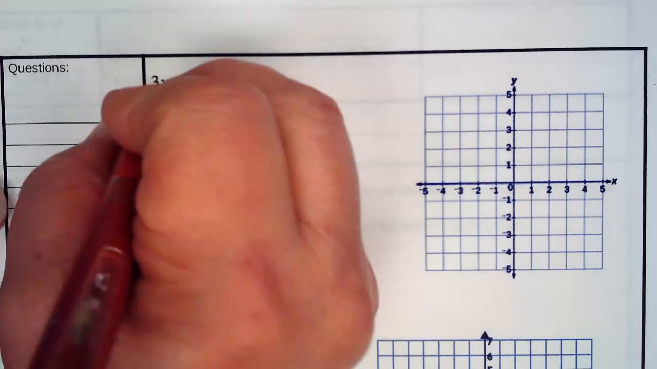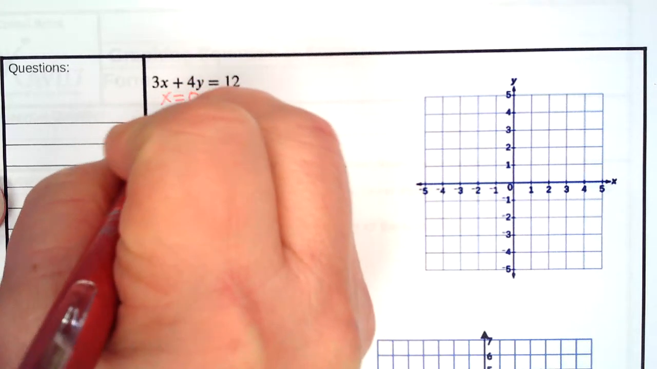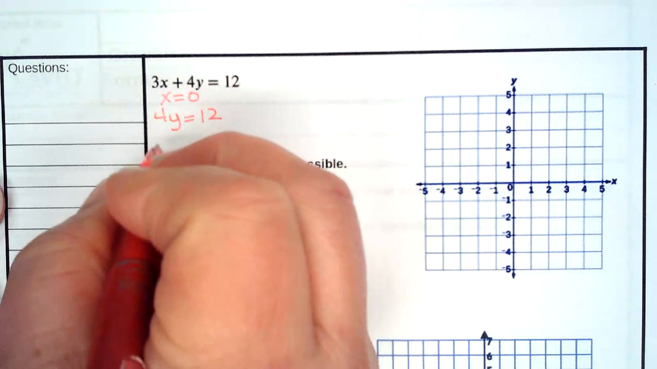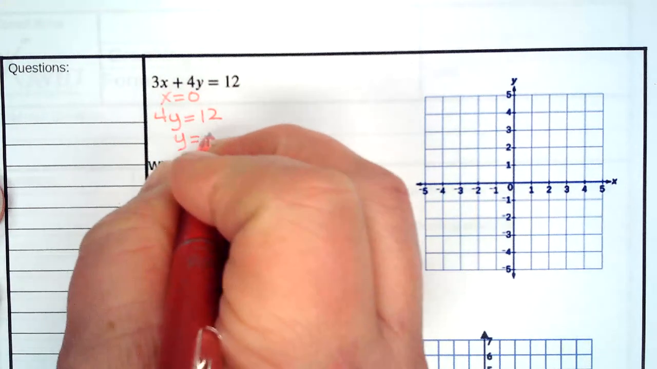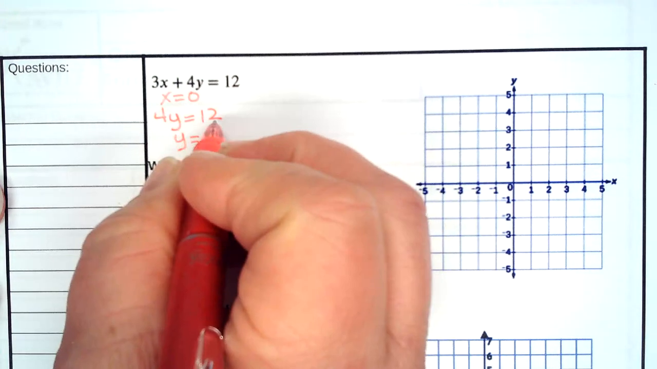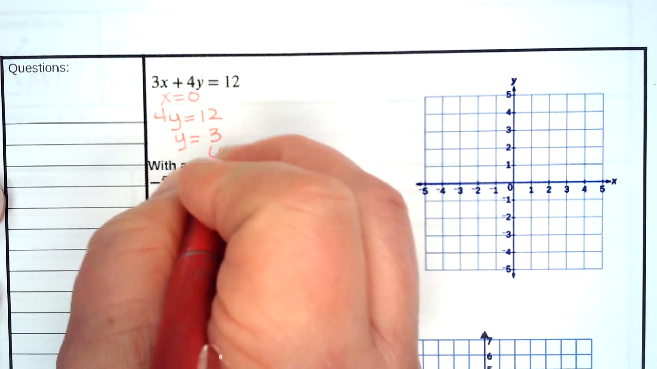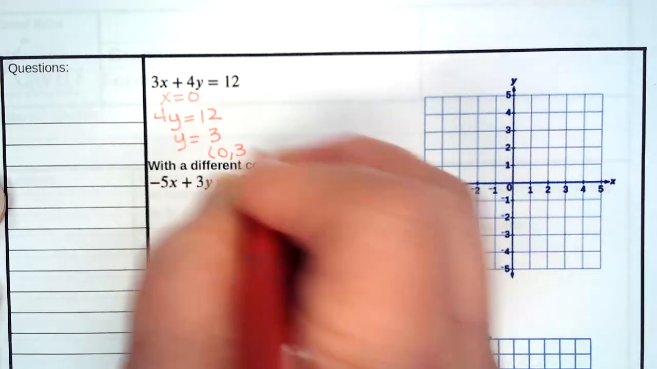I hope you tried. When x is equal to 0, I have 4y is equal to 12. I've eliminated that first term. y is equal to 3. 12 divided by 4 is 3. And this is the point (0, 3).